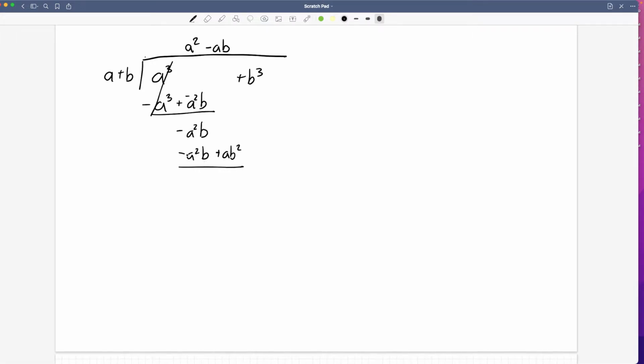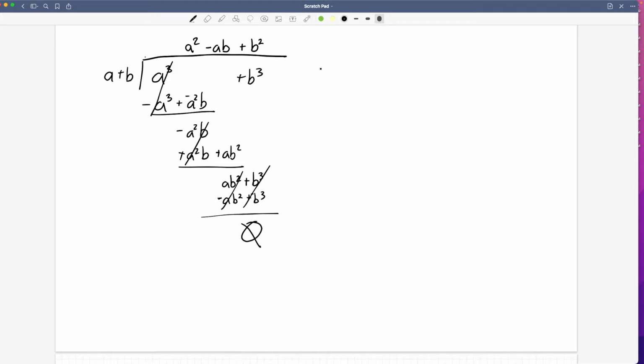So now we change the signs. This cancels, and we have ab squared. And now that we're in the b's, we can bring down our b cubed. Because we know the next thing we multiply by is going to be a b by itself. So it's going to be a positive b squared. B squared times a is going to give us an ab squared. And b squared times b is going to give us a positive b cubed. We change the signs. Both of these cancel and we have no remainder.